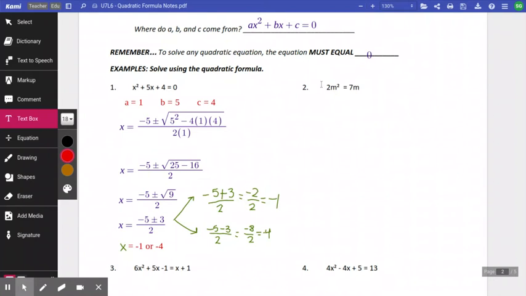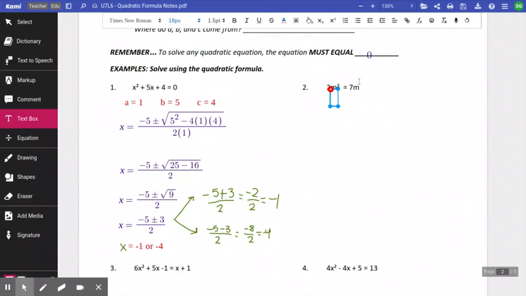Well, for number 2, notice that this equation right now is not in our quadratic equation form. I need to start by changing the way this equation looks, and I do that by setting it equal to 0. In order to set it equal to 0, I need to get rid of that 7m. That means I'm going to need to subtract 7m on both sides of my equation.